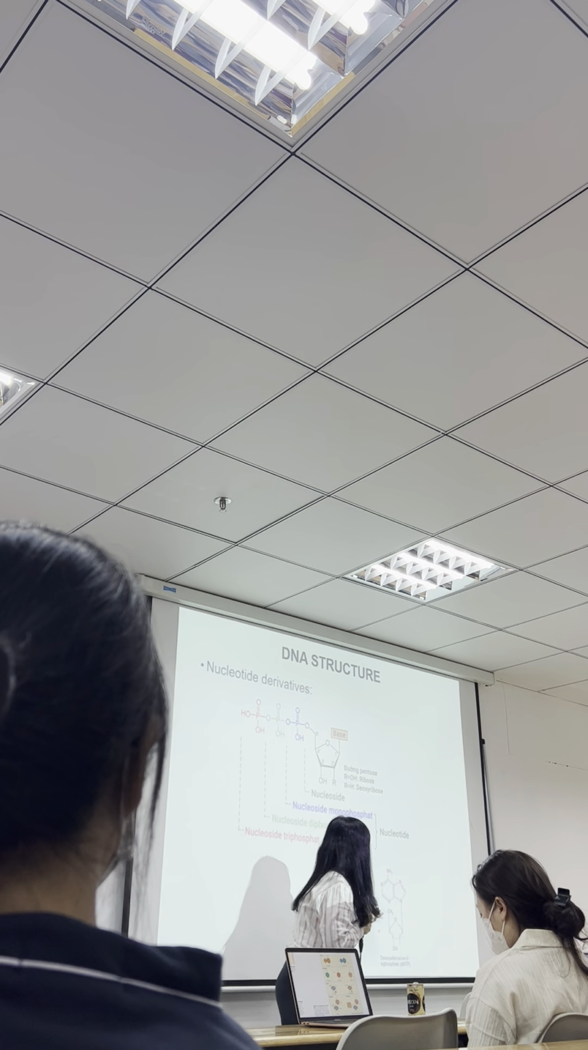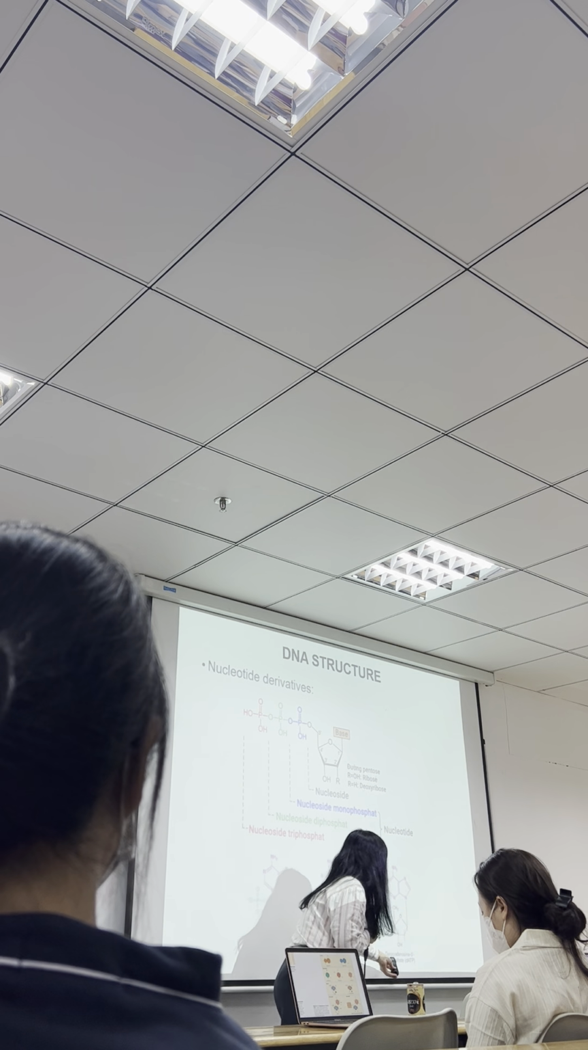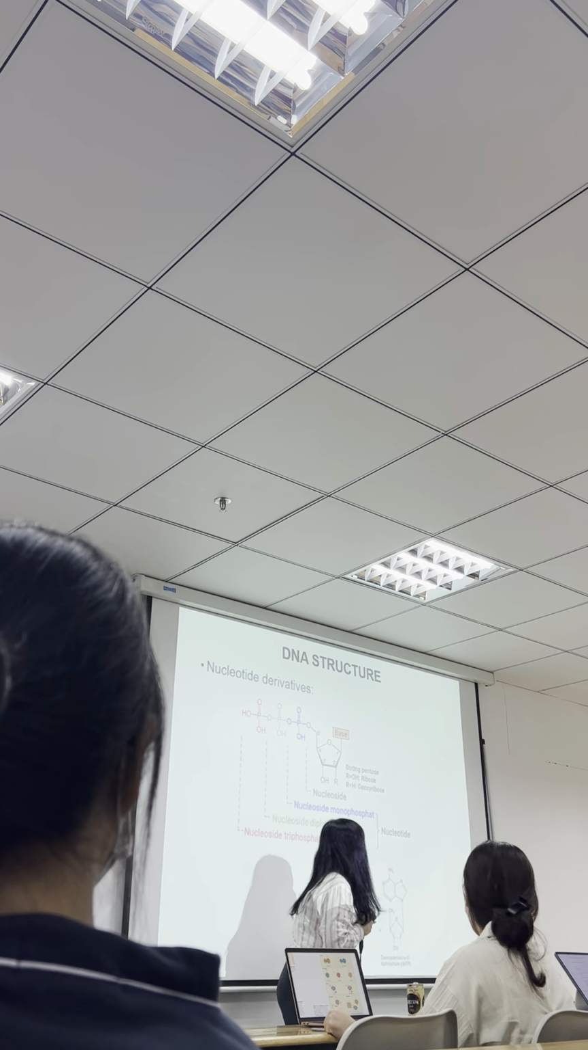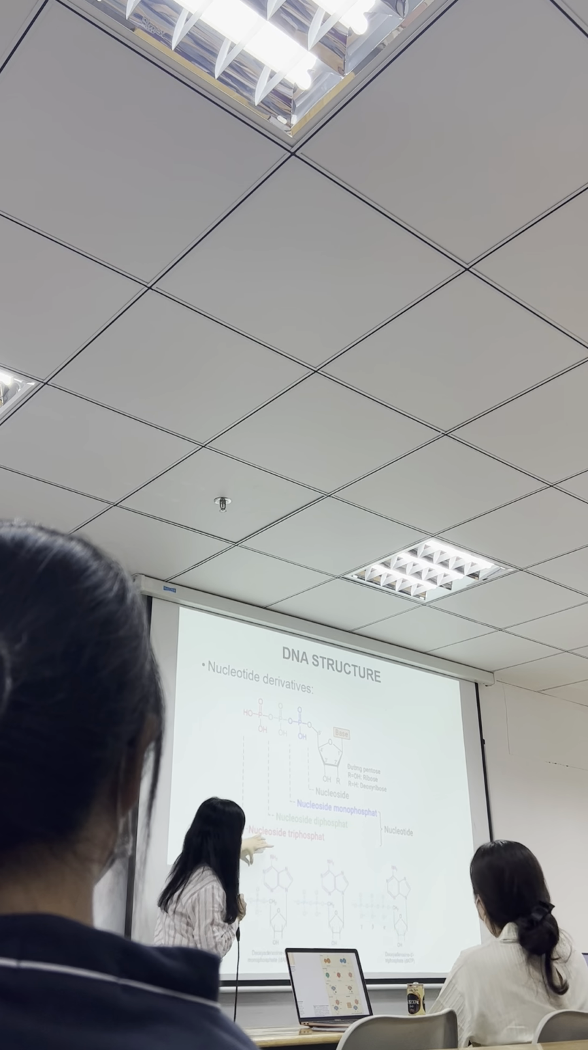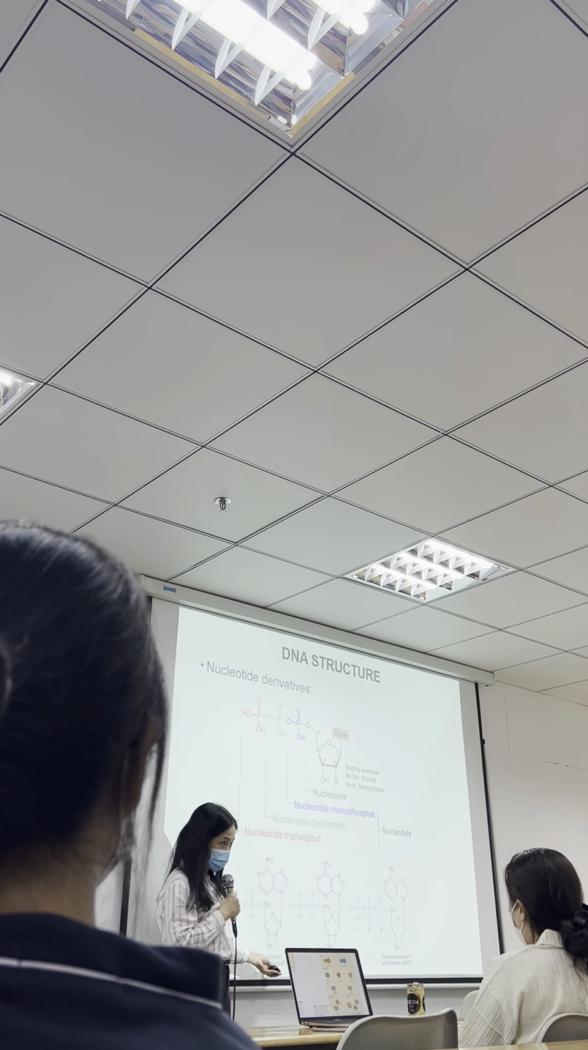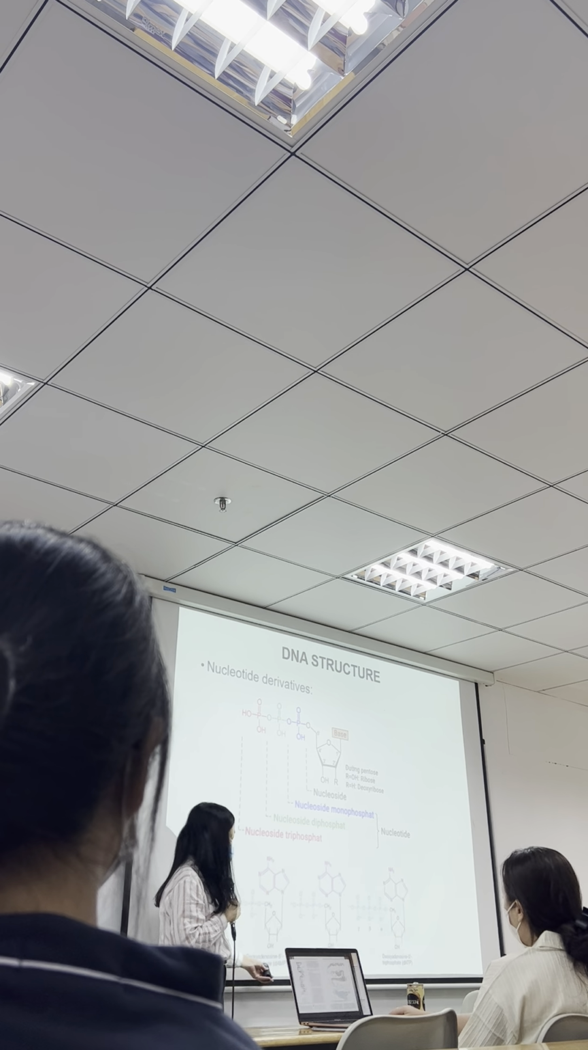And for the structure with 3 phosphate groups, the full name is deoxyadenosine 5-prime triphosphate. If here is guanine, we call it deoxyguanosine 5-prime monophosphate.